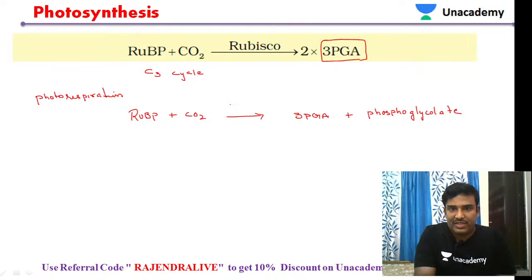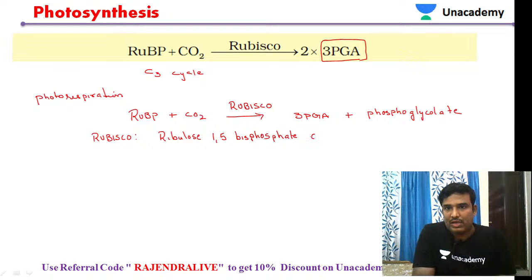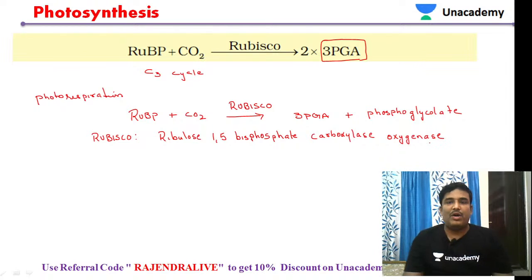The reason for this production is that this process takes place in the presence of the enzyme Rubisco. We know that the full form of Rubisco is ribulose 1,5-bisphosphate carboxylase and oxidase. So this is Rubisco.